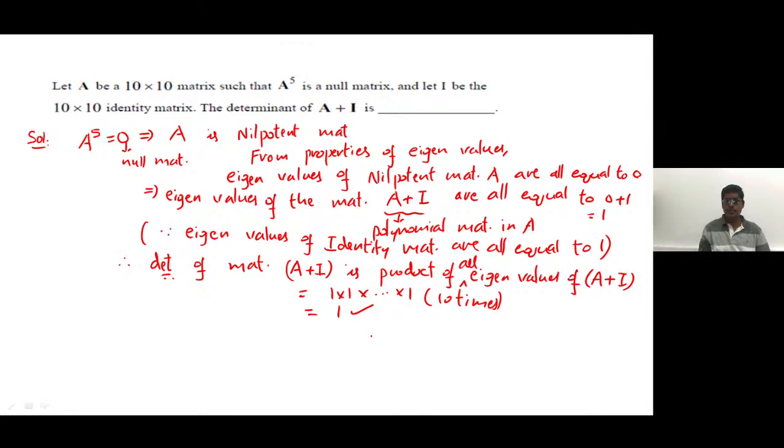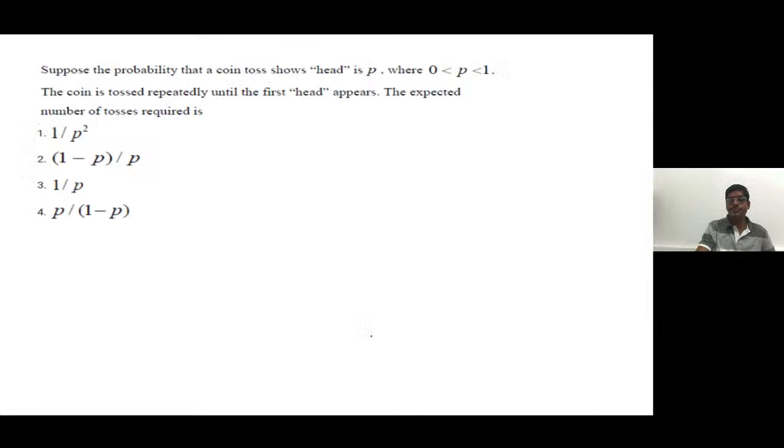The next question. Suppose the probability that a coin toss shows head is p. That is, small p is equal to the probability of getting head, where 0 < p < 1. Probability always lies between 0 and 1. The coin is tossed repeatedly until the first head appears. That means we are playing the same coin tossing game until we get a head for the first time. So the expected number of tosses required, that is the average or mean of the tosses required, is the question.